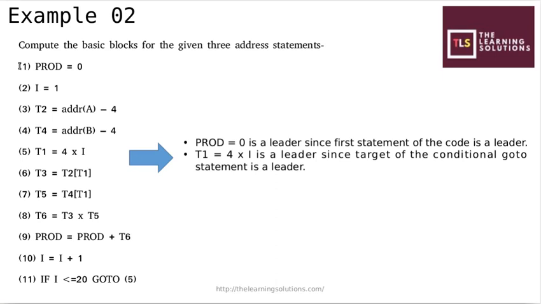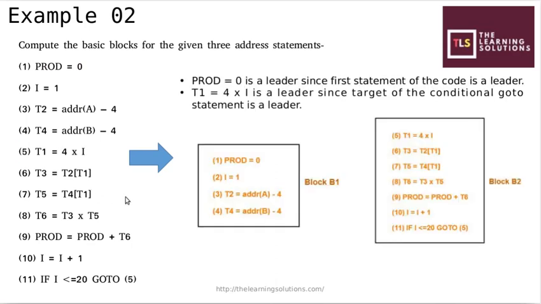The leader of the first block will be prod equal to 0, and because of this go to 5 statement, there is a second block, and the leader of that block will be statement number 5, that is T1 equal to 4 into I. So we have created two blocks, block 1 and block 2. Block 1 will consist of statement prod equal to 0, that is the leader statement, I equal to 1, statement 3 and statement 4, and from statement 5 onwards we have all the statements listed in block 2. So two blocks are determined.